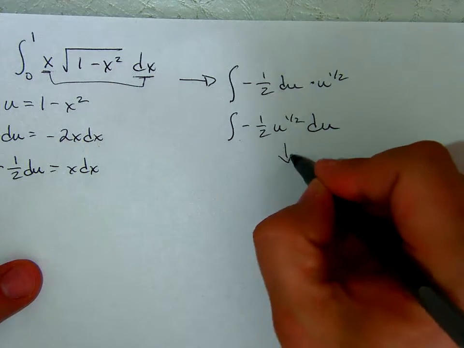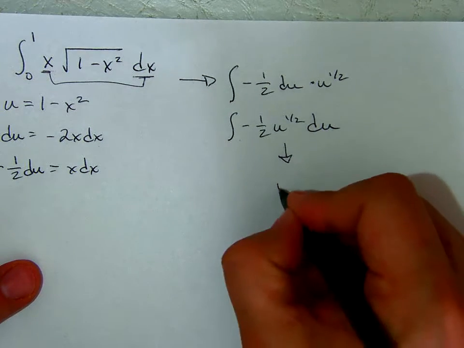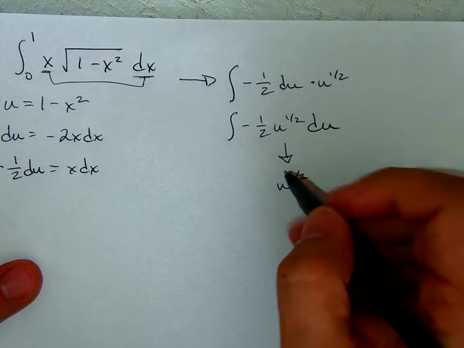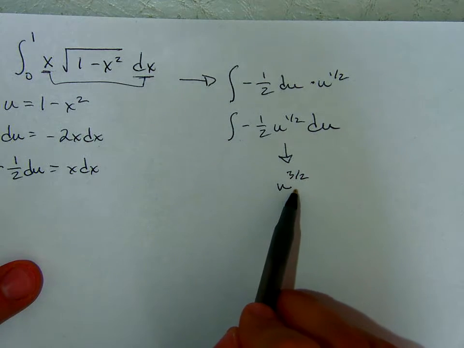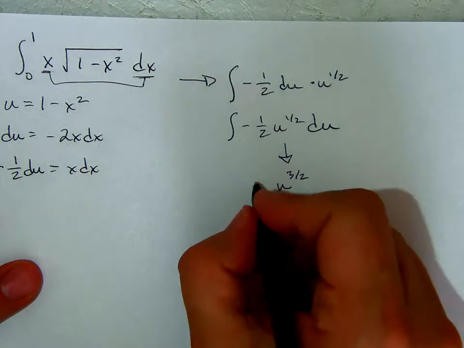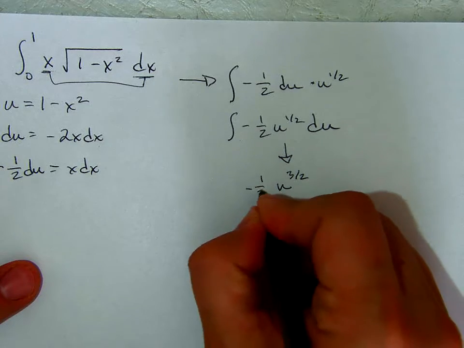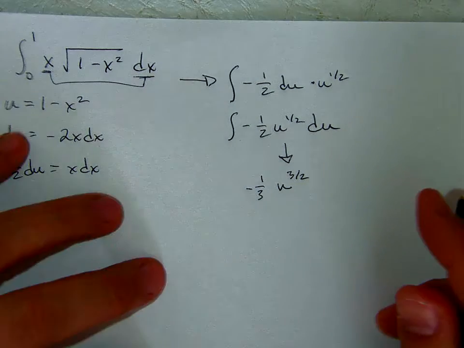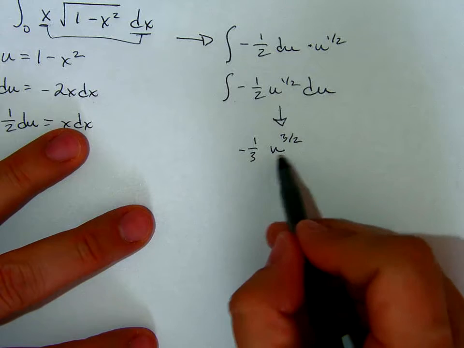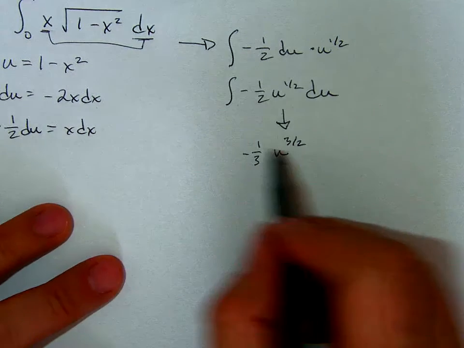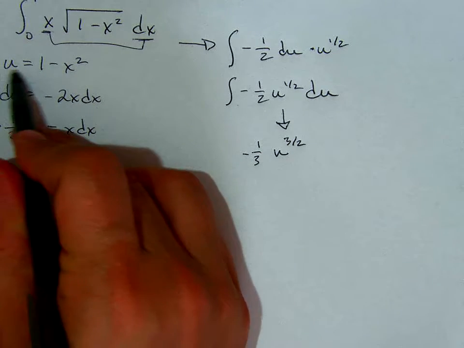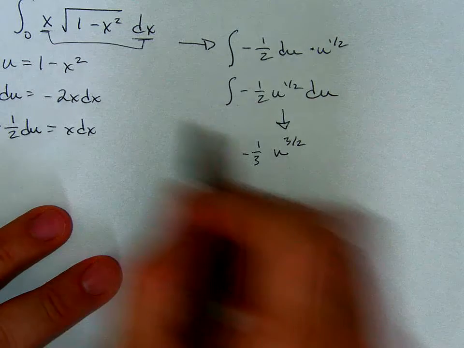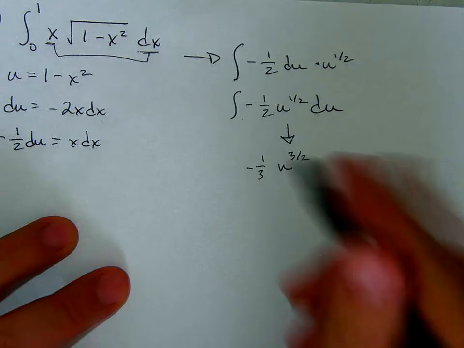Now I can use my reverse power rule. Go up 1 power to 3/2. Take negative 1/2 divided by 3/2, and that's, I believe, negative 1/3. Yeah, that sounds right. Okay, so I have negative 1/3 u to the 3/2. Now I can go back and put back 1 minus x squared for u, and also bring back my limits of integration, 0 and 1.